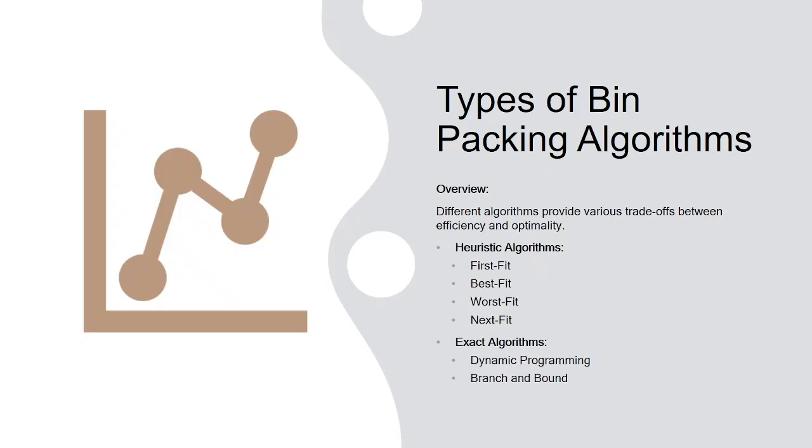And we will come to the types of bin packing algorithm. To solve this problem, we use two main approaches: heuristic algorithms and exact algorithms. Heuristic algorithms like first fit and best fit provide approximate solutions quickly. Exact algorithms such as dynamic programming and branch and bound aim to find the optimal solution, but are often impractical for large instances due to their complexity.